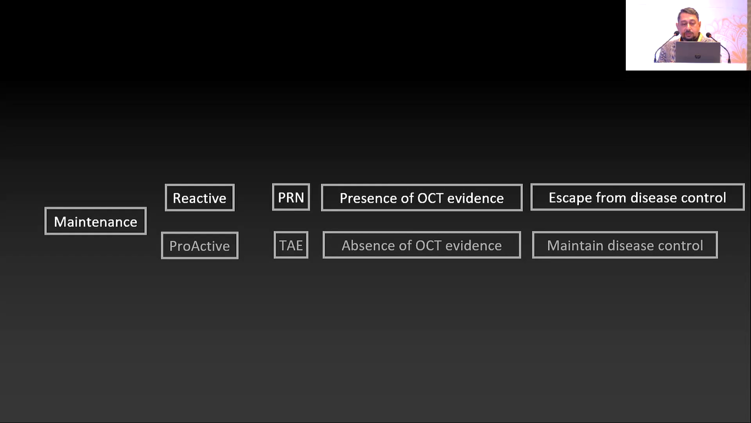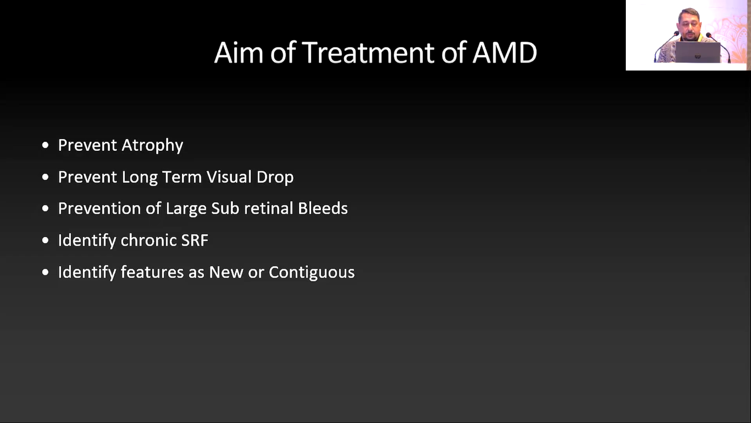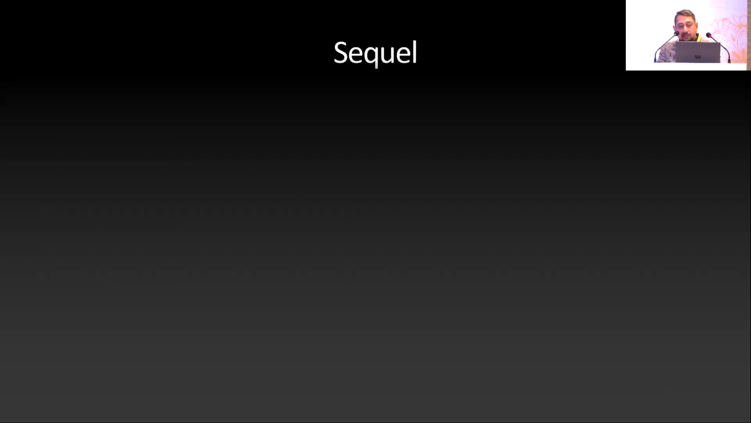So I'm just going to skip this guide. The maintenance therapy based on the algorithm, you can either go for a PRN or a TAE. One is reactive and one is proactive, and it's beyond the scope of this. The whole aim of AMD treatment is prevention of atrophy, prevention of long visual drops, catastrophic events. Treating IRF but observing SRF could be the new mantra nowadays.